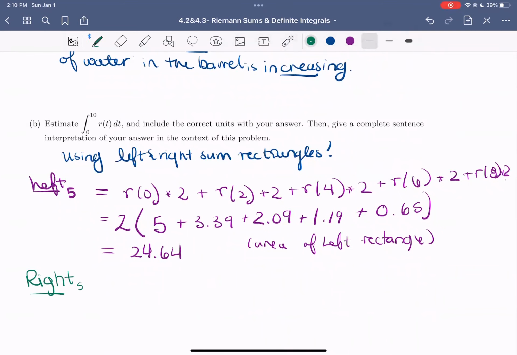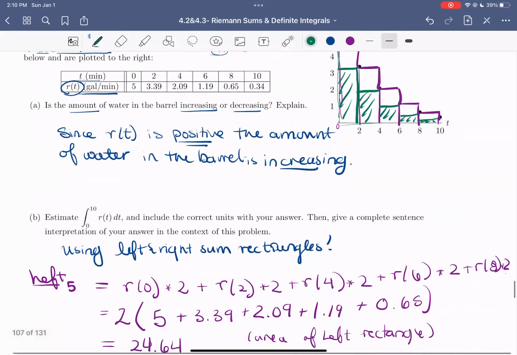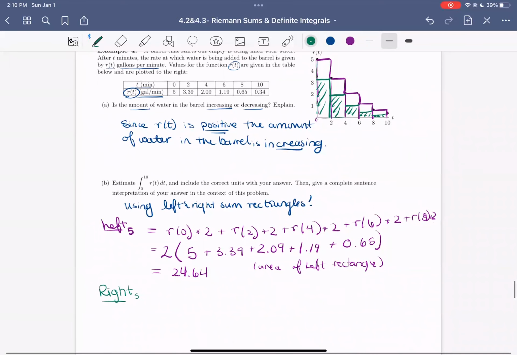So we'll again use these 5 rectangles because that makes natural sense to break up the interval from 0 to 10. But now rather than look at the left endpoints, we're looking at the right endpoint. So our first rectangle will be here. Next rectangle over here. Third rectangle, fourth, and fifth. So now we can find the areas there.